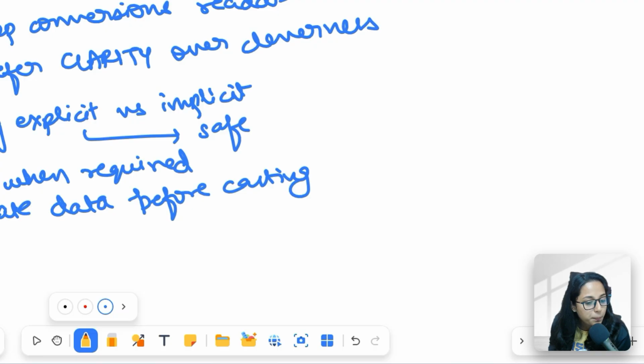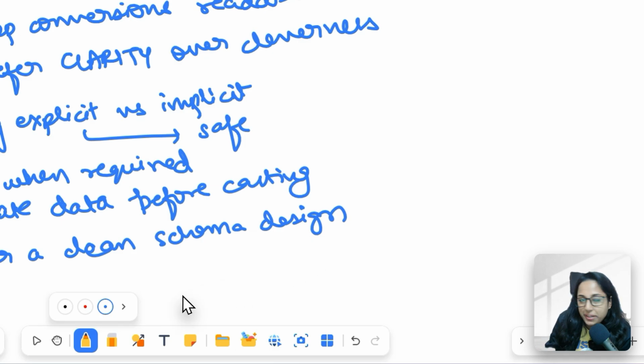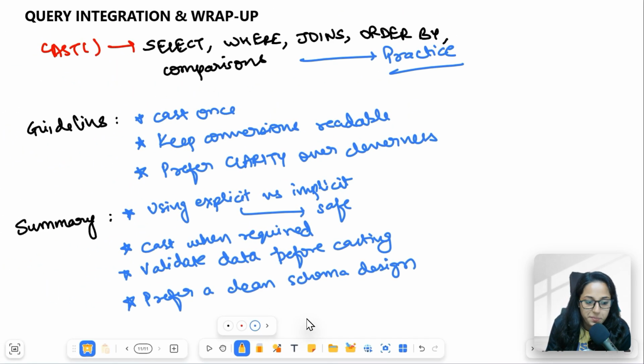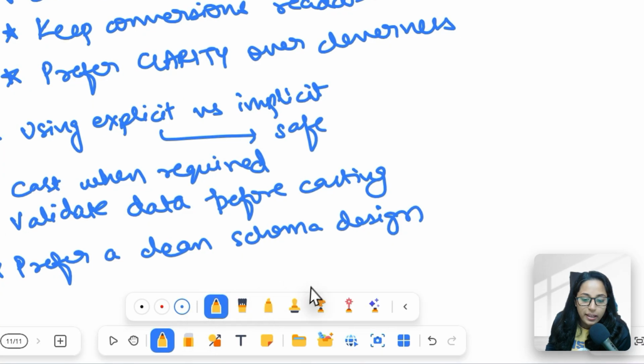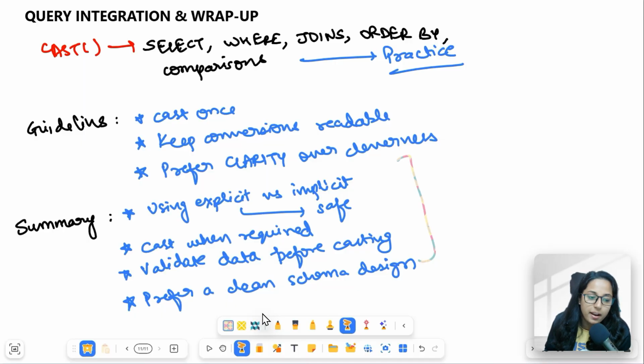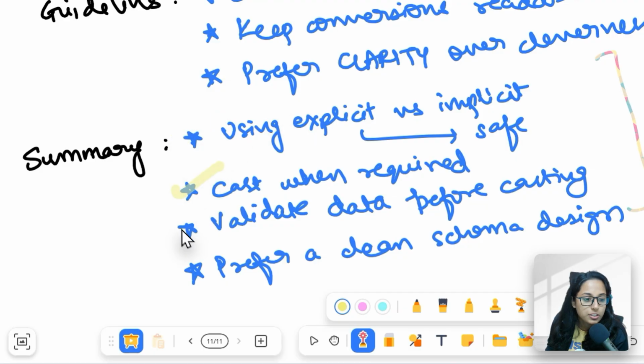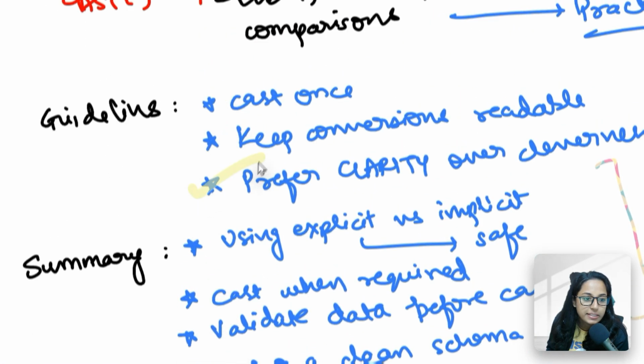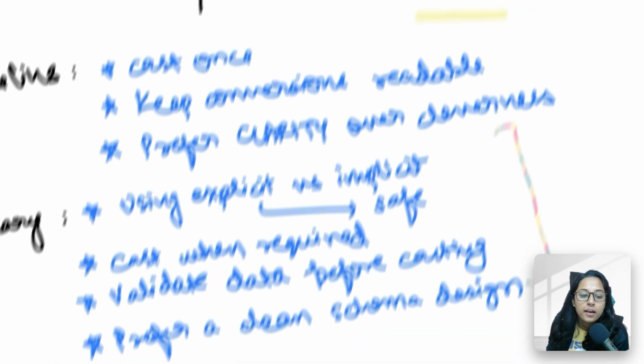And prefer a clean schema design so that you also have clarity about what your table is about, what all the data types are, where you need to cast and where you need to avoid. If we make sure that we are covering all of these things, then it would help us understand better where we need to use it, right? So we have touched upon all of these points in detail, and I hope it was clear for you.